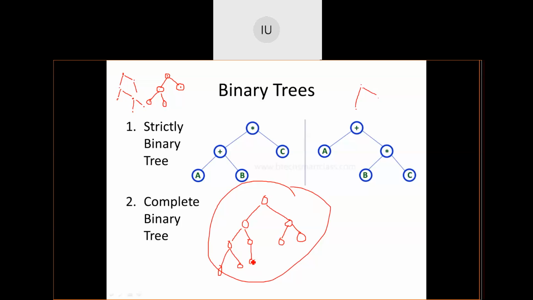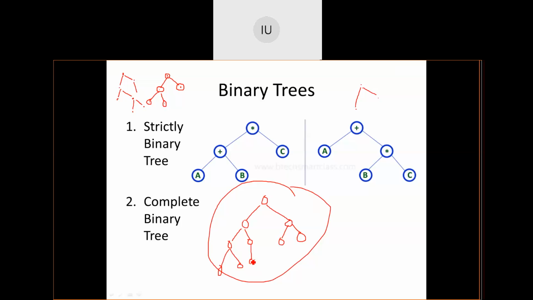Tell me, what is the category of binary tree that I have drawn? Is it complete? Quickly answer me. Is it complete? No. Is it a strictly binary tree? No. I call such a kind of tree an almost complete binary tree. So how do you define this?